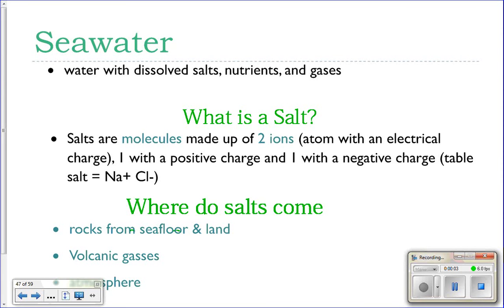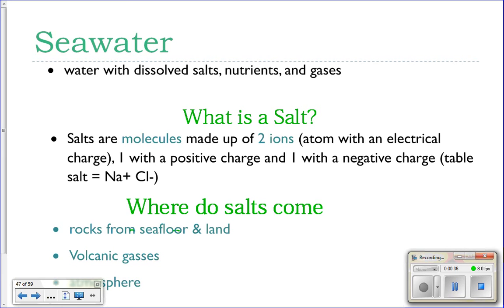Okay, so in the last lesson we looked at the structure of the water molecule, how it forms hydrogen bonds, and how those hydrogen bonds affect all of the properties of water. When we talked about water, we were talking about just water molecules themselves, which, if you had pure water molecules, would be fresh water. But animals that live in the ocean live in seawater. And seawater is water that has gases and salts and other nutrients dissolved in it as well, not just pure water.